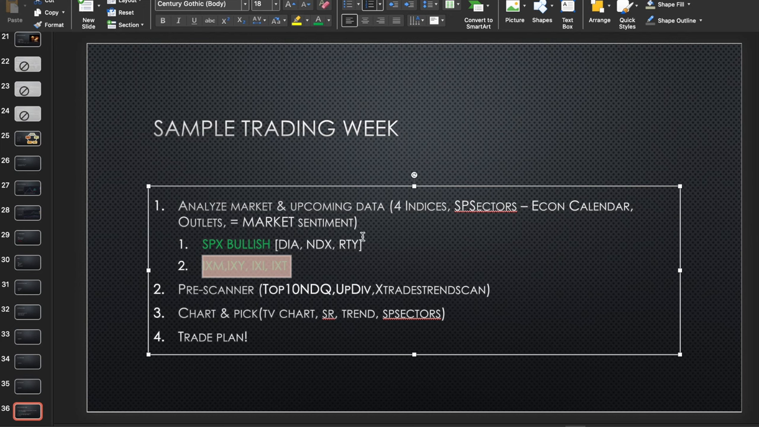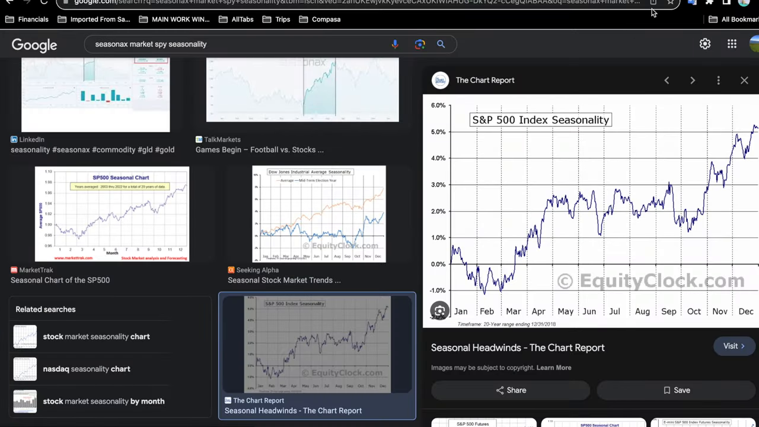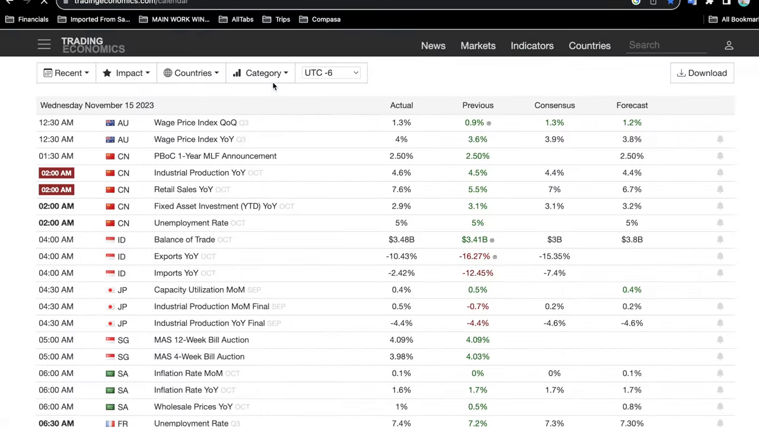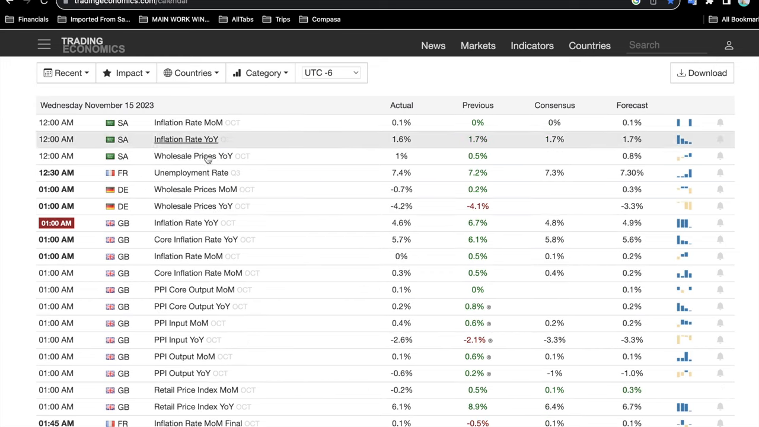Now, we will go ahead and look at the economic calendar, because the upcoming week must have some sort of economic calendar news. So I use Trading Economics Calendar, okay? And there's a whole bunch of different sites that have these. And you can filter these out by countries, of course.